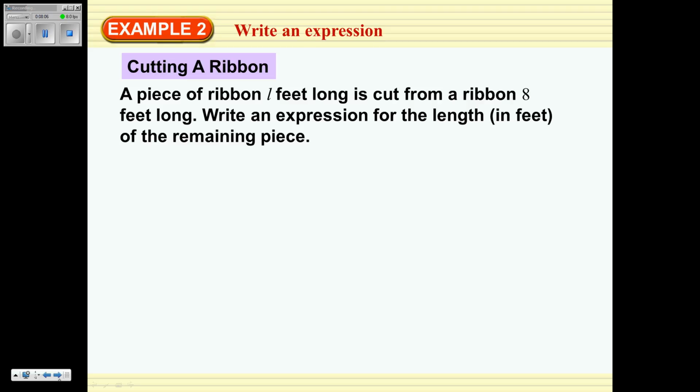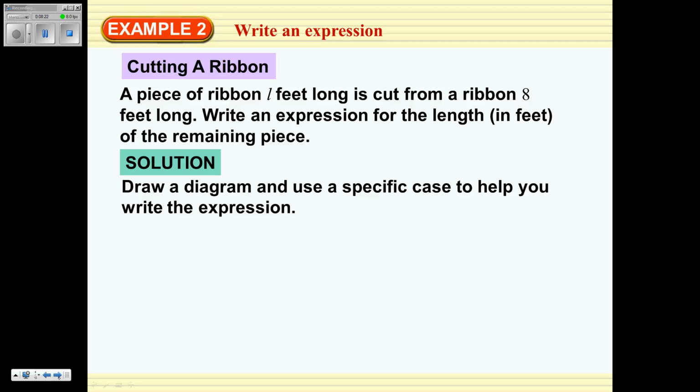All right, example 2, write an expression. This is a word problem, and I think on your notes you have something about verbal models. Verbal models are something like this. A piece of ribbon, L feet long, is cut from a ribbon 8 feet long. Write an expression for the length in feet of the remaining piece. Well, this problem is going to give you some visual models. If you can't do a verbal model, you can always draw a picture.